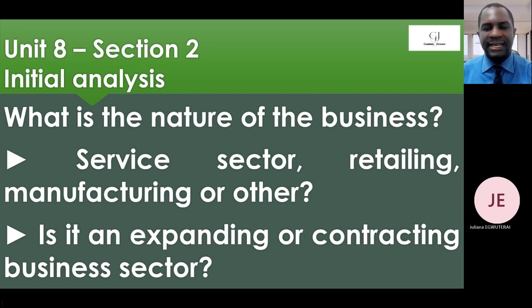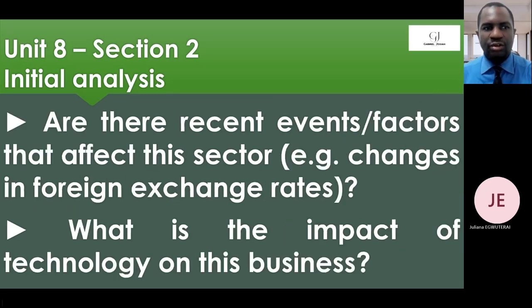Number 2, is it an expanding or contracting business sector? Meaning expansion, you're talking of a business that has different branches, a head office and different centers spread across the location. Or a contracting business where it is franchised. So for example, like NNPC, they have a headquarter but franchised other outlets, retail outlets across the globe. So what kind of business is it? You're looking at the nature of the business.